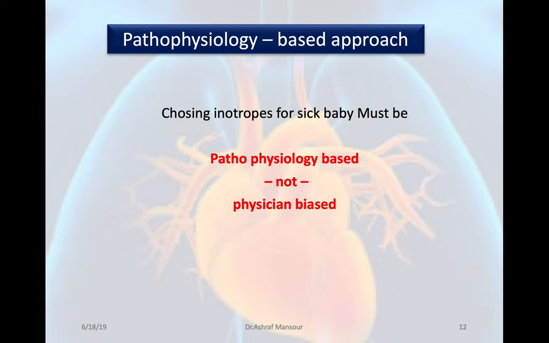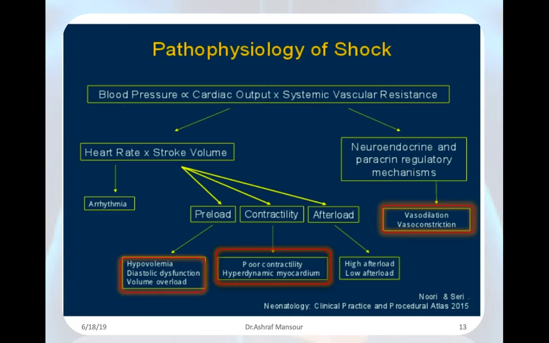So the pathophysiology-based approach to choosing inotropes for a sick baby must be pathophysiology based, not physician biased. So you have to use the pathophysiology, understand it, and deal accordingly. And at the end of the lecture, we will give some examples of the common scenarios which occur in the NICU related to the pathophysiology of the disease.